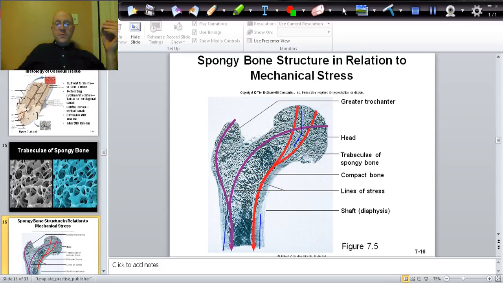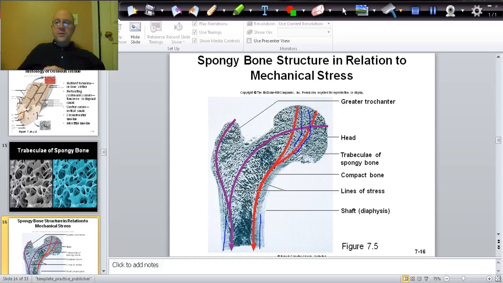So the point of this is that spongy bone is not grown randomly. It's grown in relation to mechanical stresses. Wherever there's more stress, more bone is going to grow, and it's going to grow in such a way as to support the weight that's being applied to it.